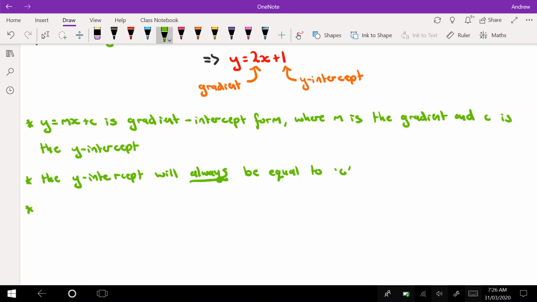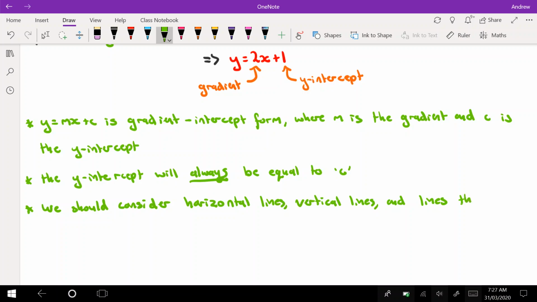And there are also some special lines that we need to consider that we've already talked about, but we should consider: horizontal lines, vertical lines, and lines, I can't spell, sorry, lines that pass through the origin.